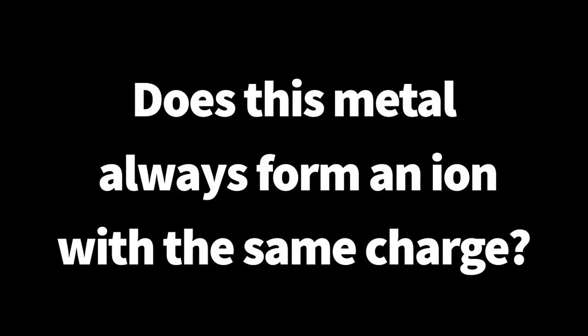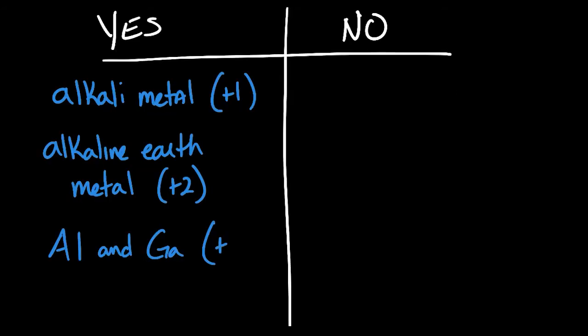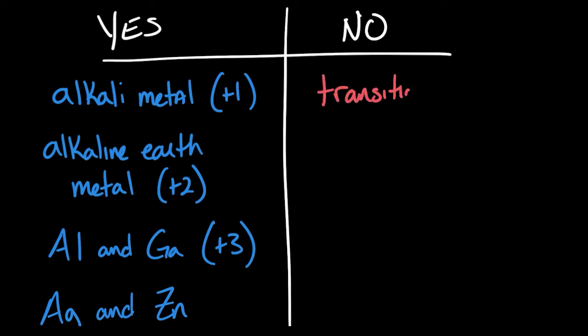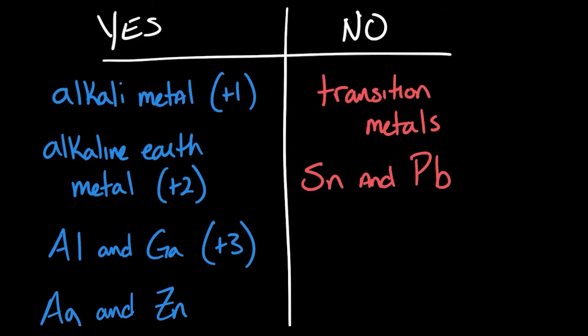Remember in our last video, we asked ourselves the question, does this metal always form an ion with the same charge? We saw that the answer is yes. Naming ionic compounds is fairly straightforward. However, if the answer to this question is no, in the case of transition metals and some of the other metals on the periodic table, we have to do a little bit more work in naming these ionic compounds.